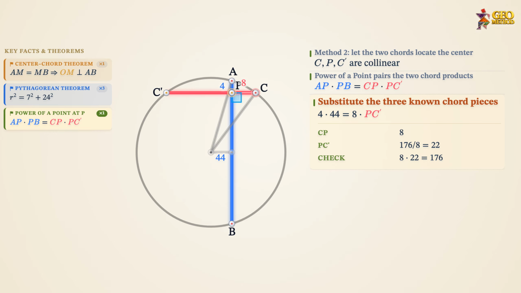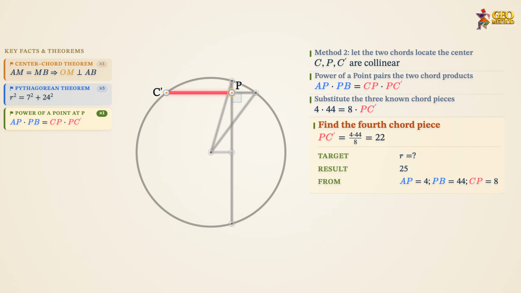Substitute the three known lengths. 4 times 44 equals 8 times segment PC'. Divide by 8. The missing chord piece segment PC' is 22.